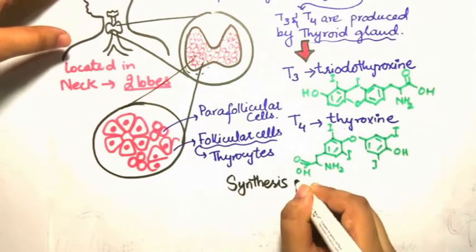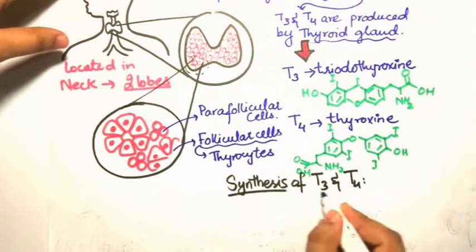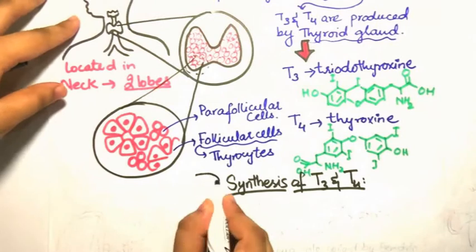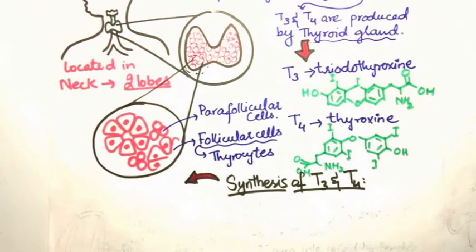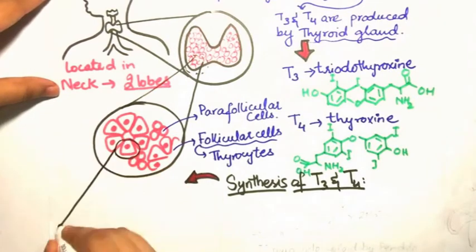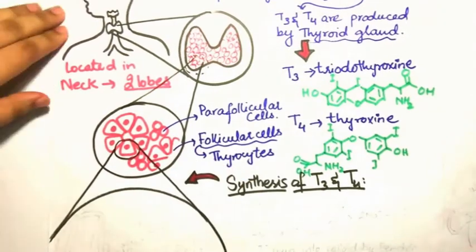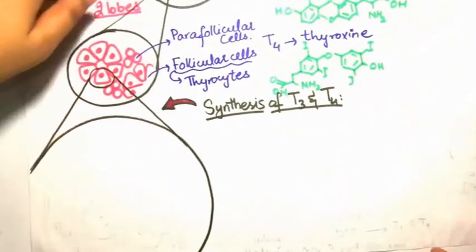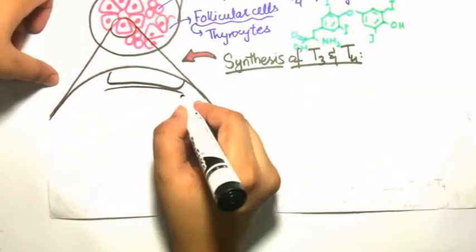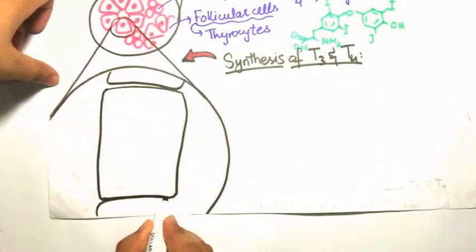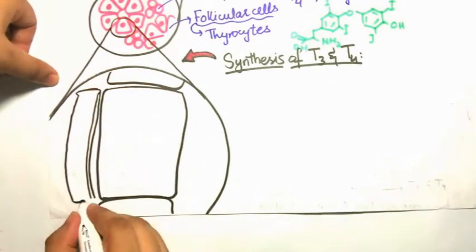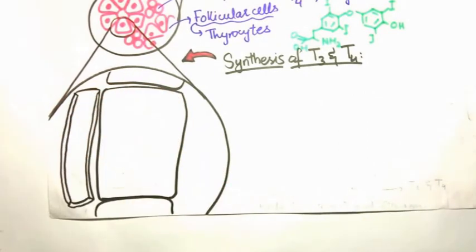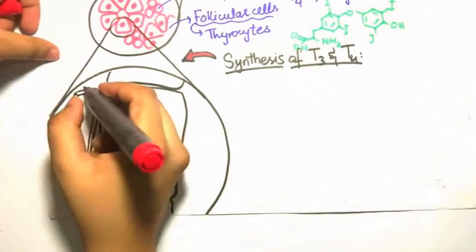Talking about the synthesis of thyroid hormones, which are T3 and T4. They are synthesized in thyrocytes, also known as follicular cells, through a series of chemical processes, which I will explain here. As I focus on the thyrocyte, as you can see, I am drawing the follicular cell along with the centrally present colloid and the basally present capillary bed or capillary blood vessels.